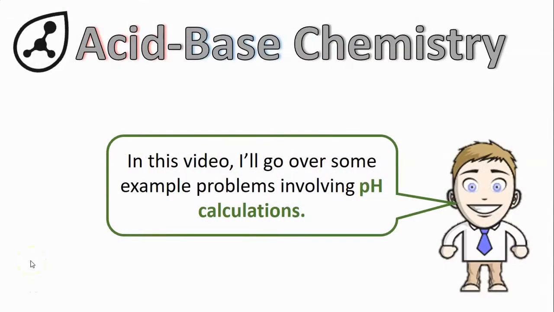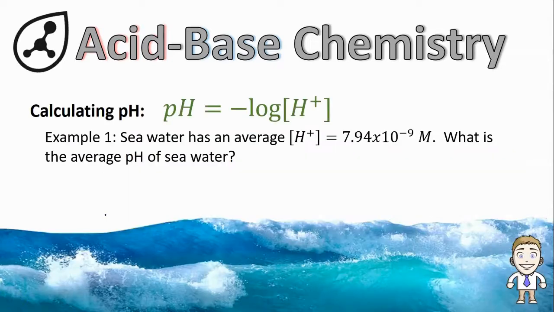Hey everyone, in this video I'm going to go over some example problems involving pH calculations. Example 1 talks about seawater with an average H+ concentration of 7.94 times 10 to the minus 9 and asks for the pH of the seawater.